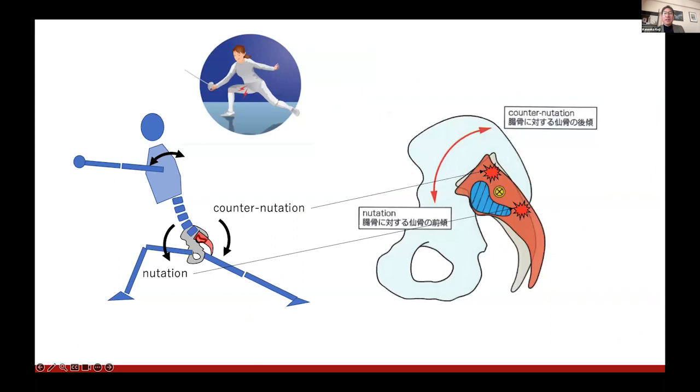In fencing, the hip joint is moved to its maximum range of motion, and the trunk is moved back and forth, while the pelvis is fixed to the ground, which is thought to place a large load on the SIJ, especially the posterior SI ligament.